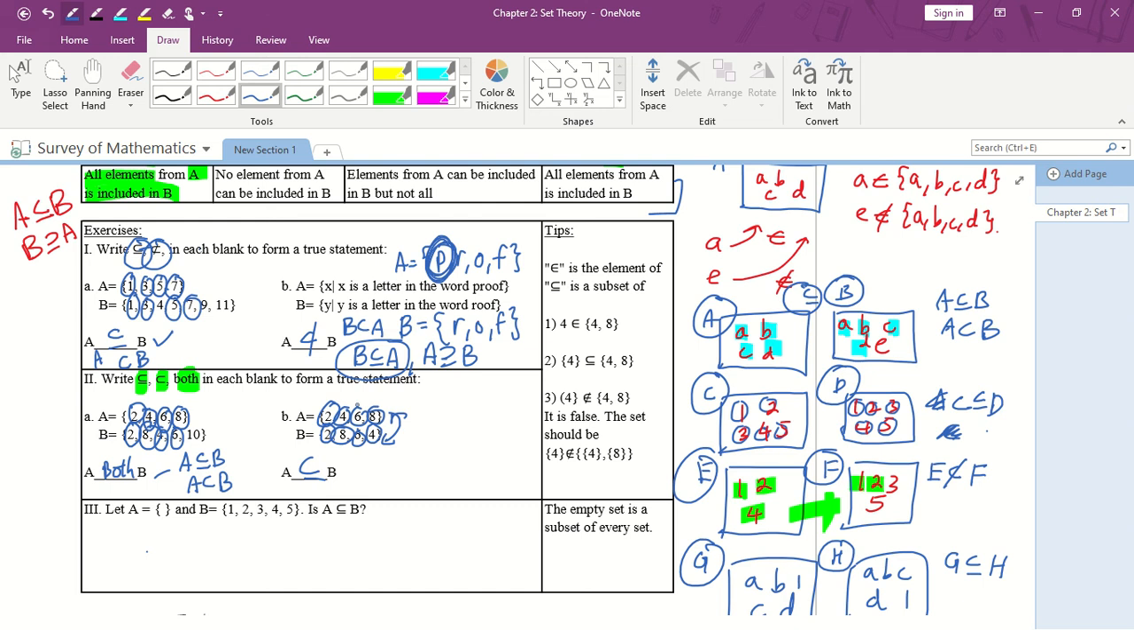Okay. And let's look at the last question here. A is an empty set and B is 1, 2, 3, 4, 5. So is A a subset of B? Try to think about it. This is the empty set. This is 1, 2, 3, 4, 5. So is A a subset of B? The answer here is yes. Why? Because the empty set is a subset of every set.